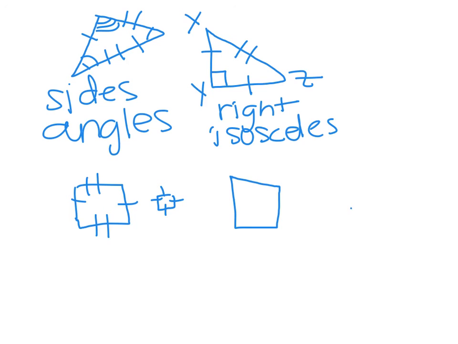So a regular pentagon, you would have to show, that is a terrible pentagon, I am sorry, but you would show with your markings that all of the sides are the same, and then you would show with your angle markings that all of those angles are also the same or congruent.